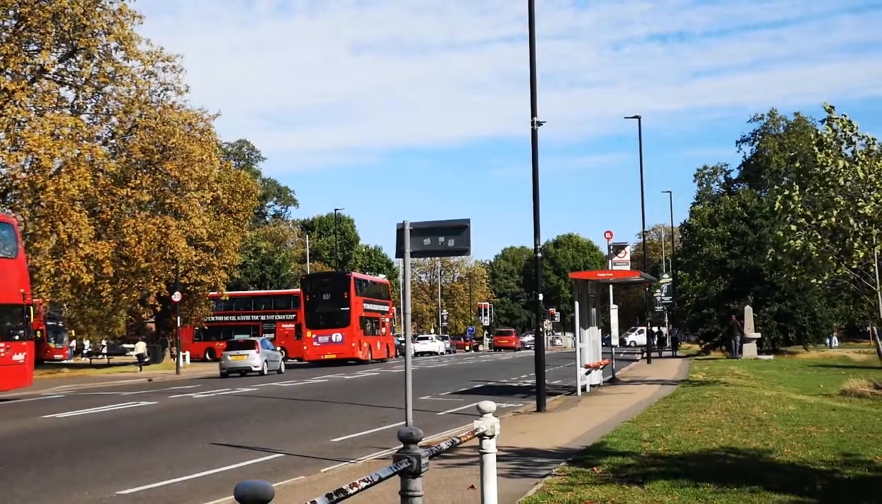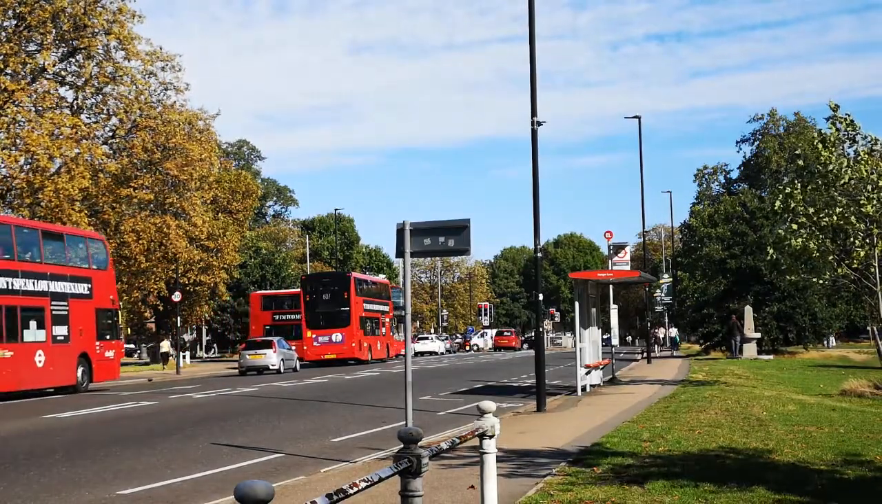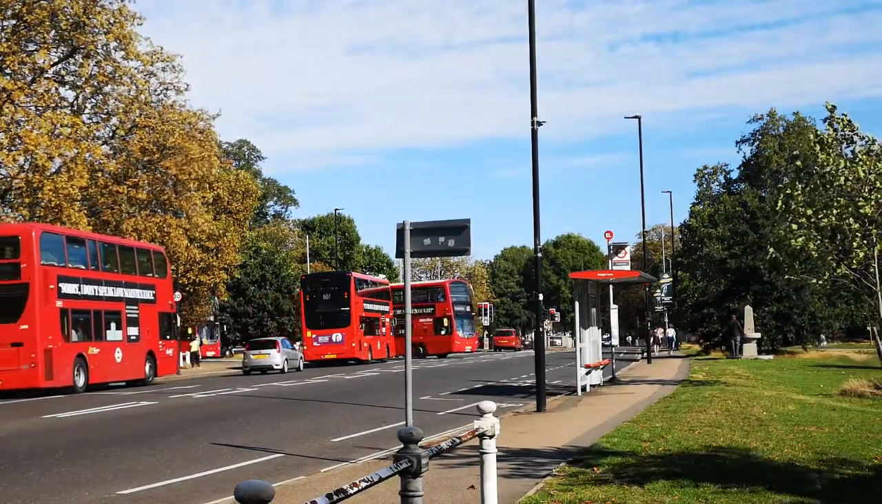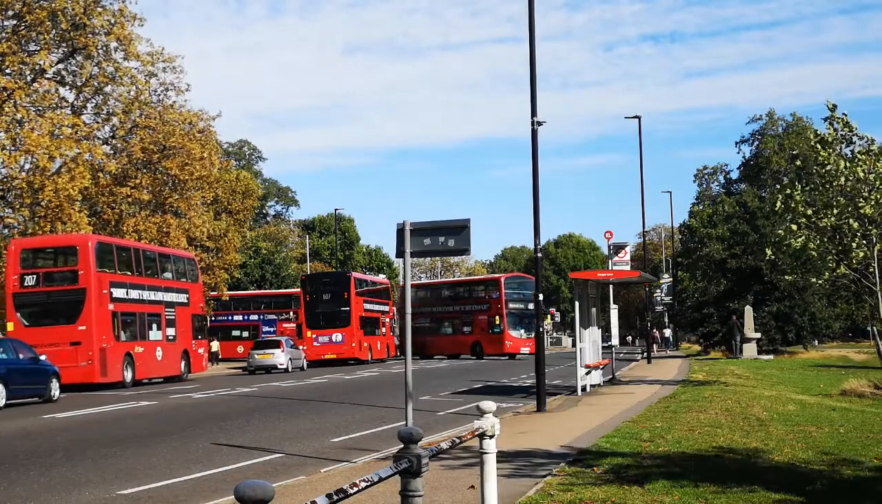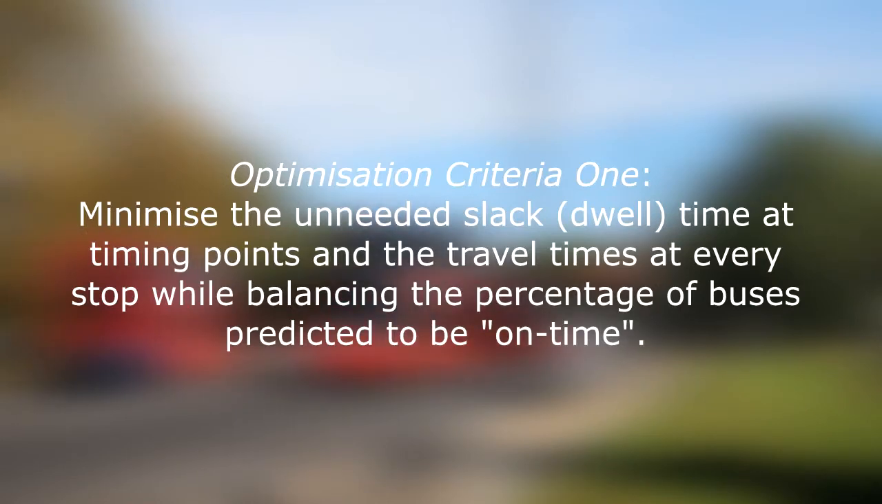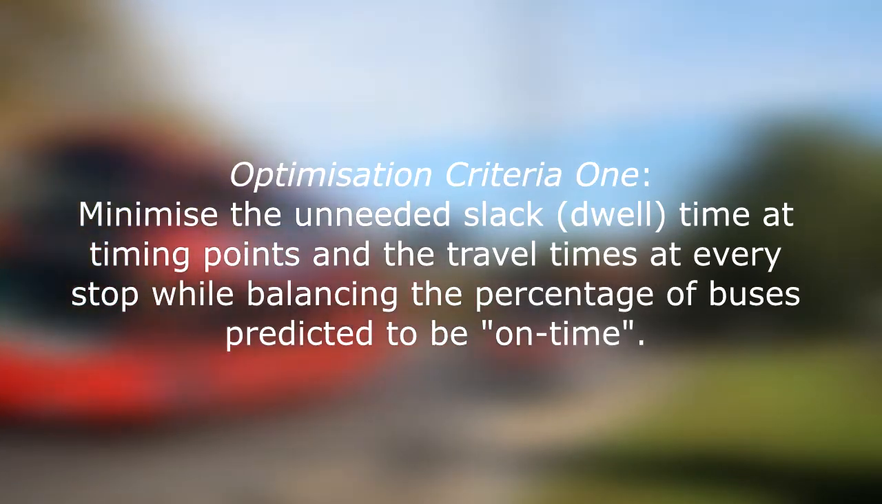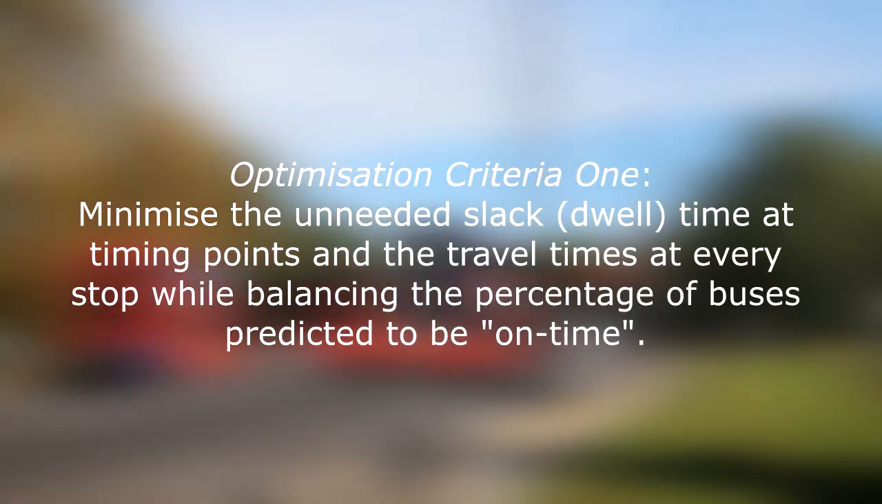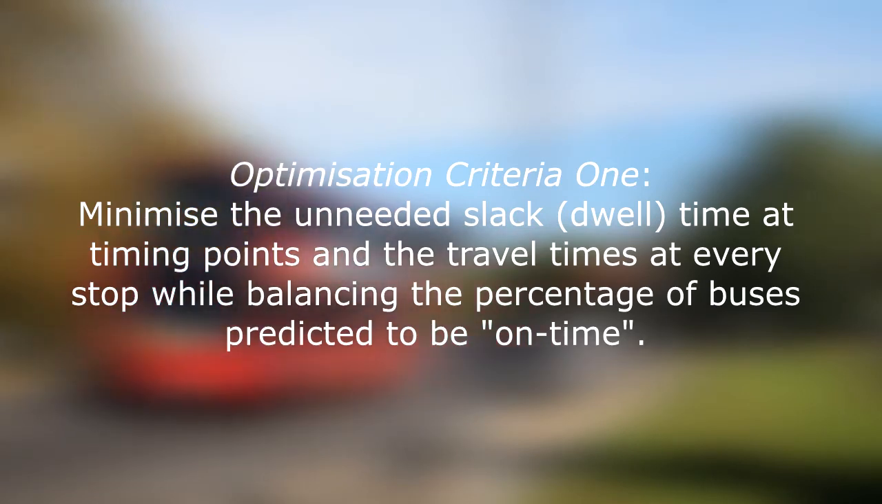More data than ever before is being recorded about bus journeys every day throughout the UK. It is this data I have used to drive a search optimization algorithm for bus timetables based upon three main criteria. The first optimization target was to minimise the unneeded slack time at timing points and the travel times between every stop, while balancing the percentage of buses predicted to be on time.